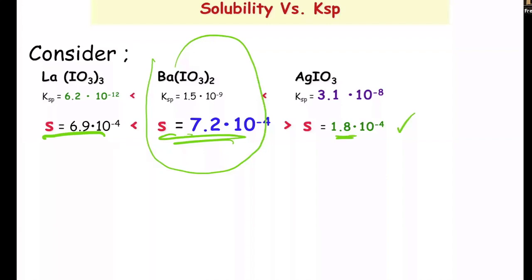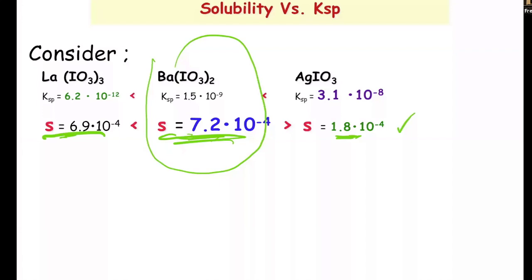This is a smaller number than this, and this is the biggest number of them all. The bigger the number, the more of that chemical will go into solution. So 7.2 times 10 to the minus 4 means that the barium iodate is more soluble than lanthanum iodide, which only has a solubility of 6.9 times 10 to the minus 4, which is more soluble than silver iodate, which is 1.8 times 10 to the minus 4.